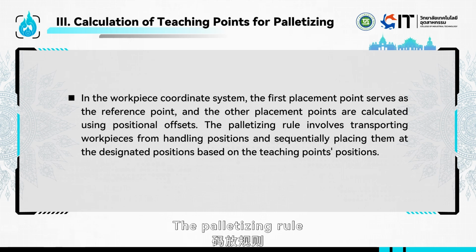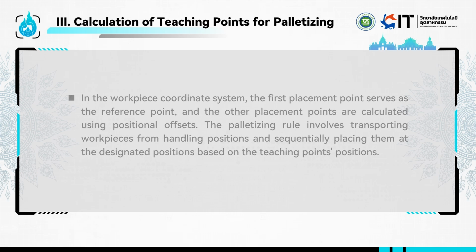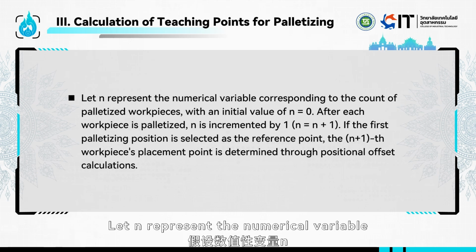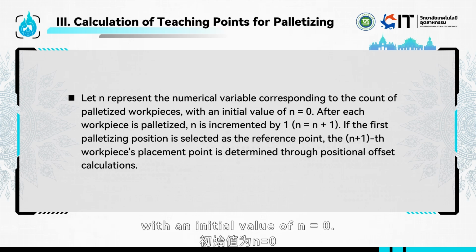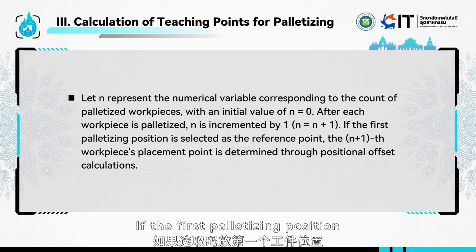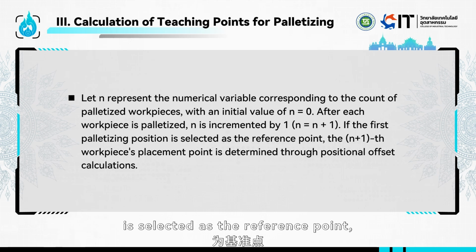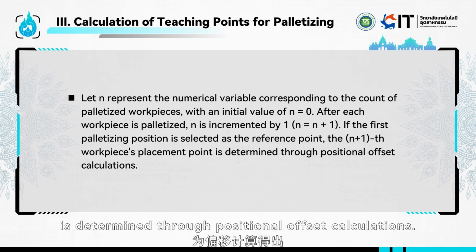The palletizing rule involves transporting workpieces from handling positions and sequentially placing them at the designated positions based on the teaching points positions. Let n represent the numerical variable corresponding to the count of palletized workpieces, with an initial value of n equals 0. After each workpiece is palletized, n is incremented by 1, n equals n plus 1. If the first palletizing position is selected as the reference point, the n plus 1's workpiece's placement point is determined through positional offset calculations.